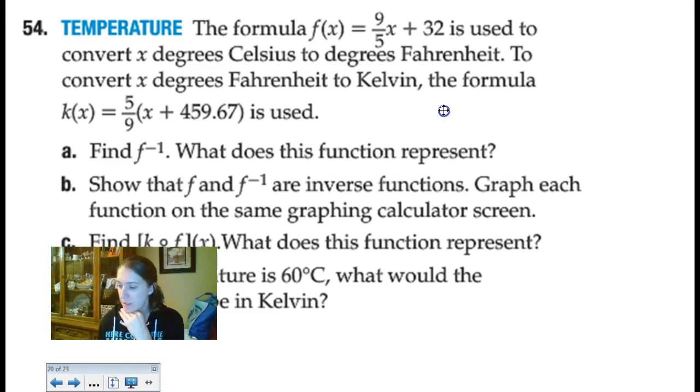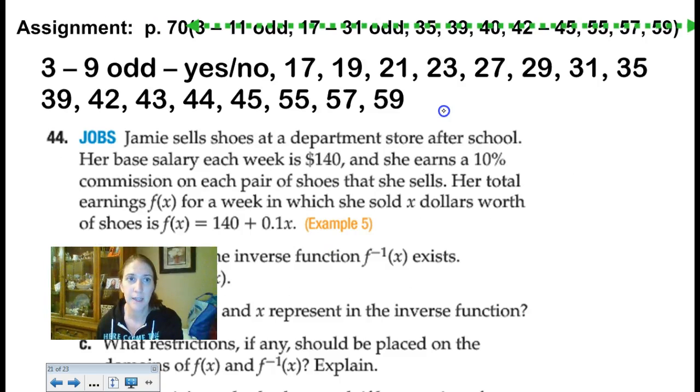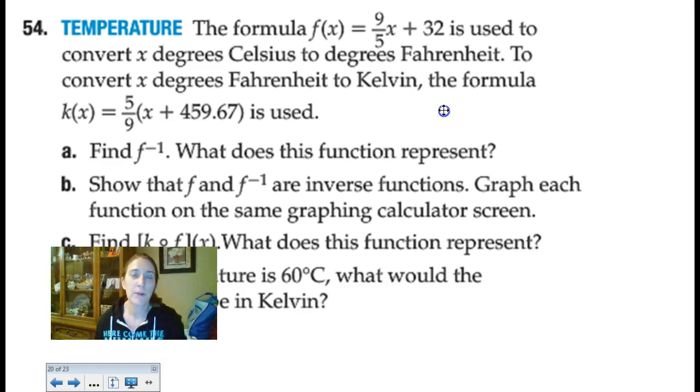So this problem, let's see how many we got left here. Oh, homework assignments next. Okay. This is a problem from your textbook, and it is the formula to convert Celsius to Fahrenheit. And then to convert Fahrenheit to Kelvin, they have another formula here. So they're asking you to look at this problem and determine what the inverse of f of x represents.